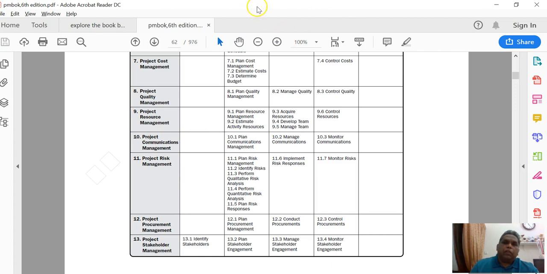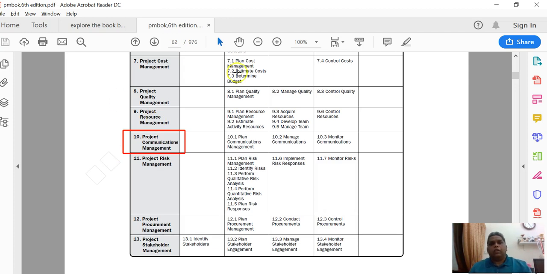Now, another important area of knowledge is a knowledge area called communications. Now, communications is a significant area of work for any project manager. PMI is of the opinion that project managers spend almost 90% of the time on communications.